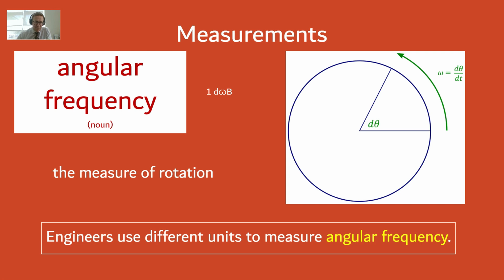Angular frequency. So this also uses this symbol here. We have D, a strange W that's from the Greek again, and then the capital B. And as you can see in this picture, it's difficult to explain without a maths teacher, but it describes the measure of something that rotates, something that turns, maybe like a wheel or a cog. The measure of rotation. For example, engineers use different units to measure angular frequency.